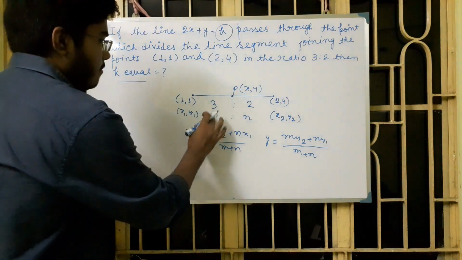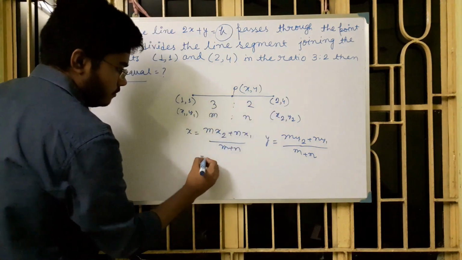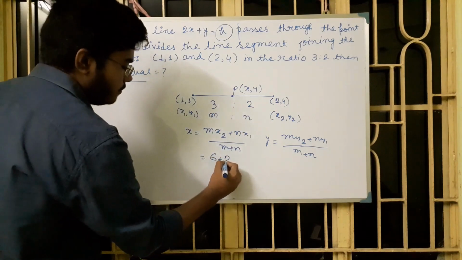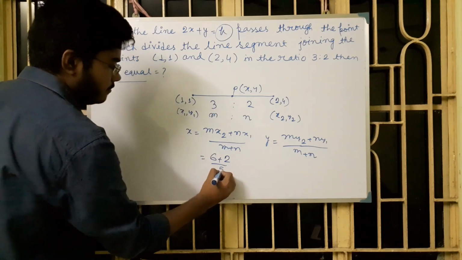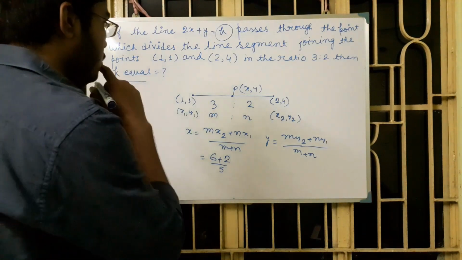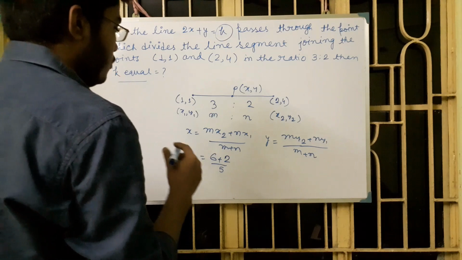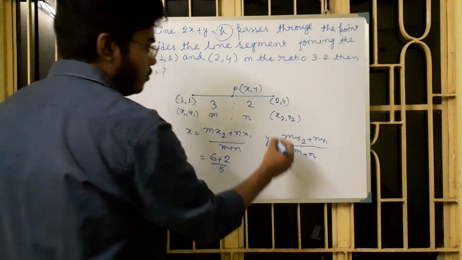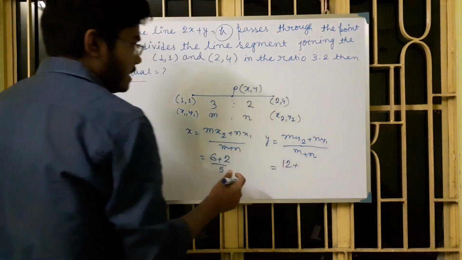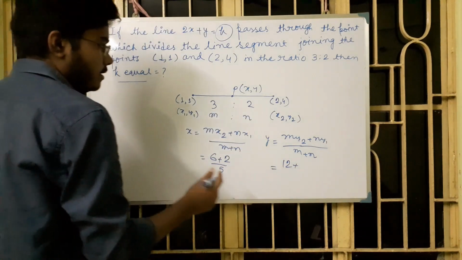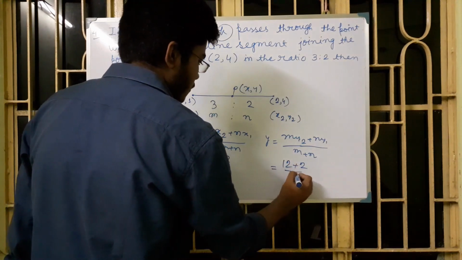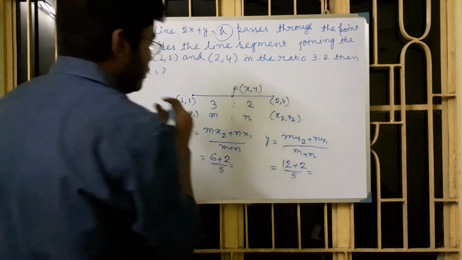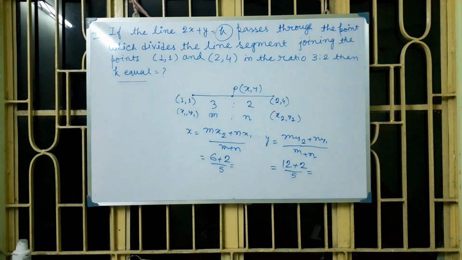So mx2, m is 3, x2 is 2, that means 6, plus n is 2 into x1, 2 into 1, 2, upon m plus n, that means 5. The question is (1, 1), (2, 4). And y is my2, 3 into 4, 12, plus n is 2 into 1, 2, upon 5. That means this is the point. Let me check.